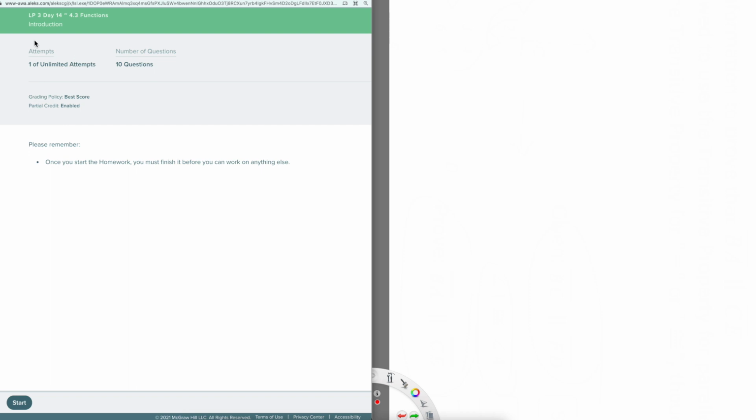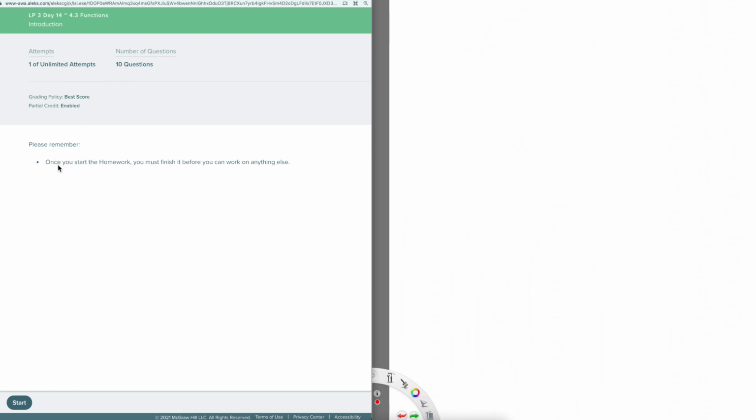For attempts, you can see that we always have unlimited attempts, so I'm on one of unlimited attempts here. This particular assignment has 10 questions on it, which should be the maximum. I know one of the sections ended up with 13 on accident, but 10 should be the maximum. Grading policy is best score, which just means whichever attempt is the best one is the one you get to keep, and partial credit is enabled. So if you answer 1 of 10 questions, you get to keep the points for that one question.